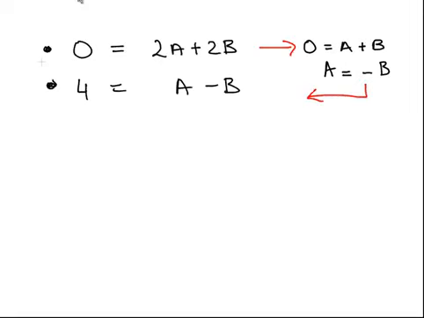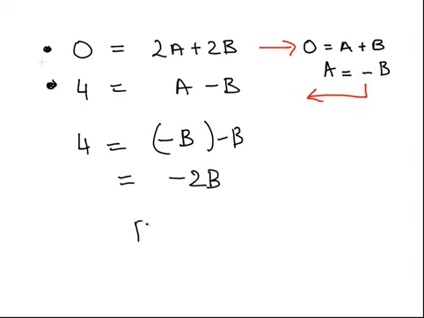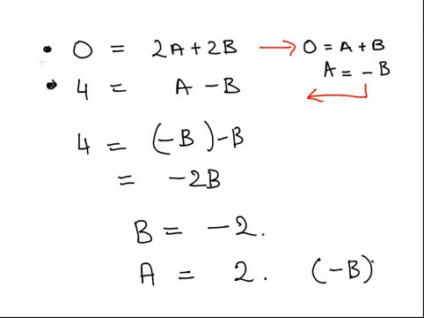Let's substitute that in. We can say that 4 equals minus b minus b, in other words, minus 2b. Therefore, b is equal to minus 2. And a is necessarily equal to plus 2 because it's minus b, so minus minus 2. So a and b are 2 and minus 2.